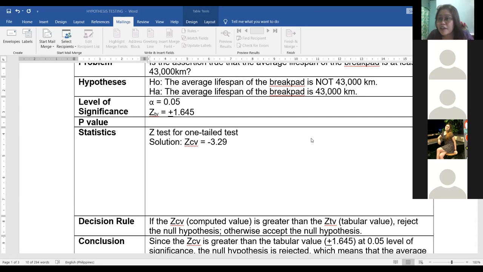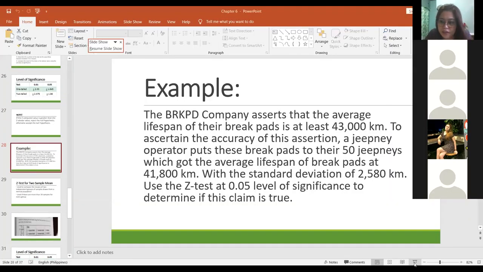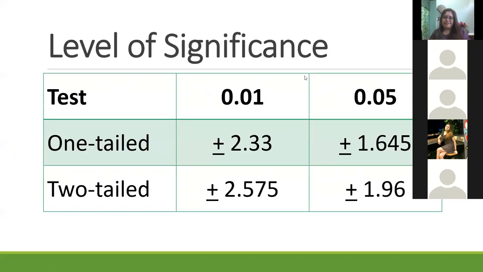Okay, so given the tabular value, if we go back to our slide, previous slide, this is our tabular value. So how did we decide this, class? The level of significance is 0.05 and it's a one-tailed test because we have our direction, which is the 43,000 kilometers. This one-tailed test and then under 0.05. So our tabular value to follow is 1.645. And the computed value is 3.29, so it's greater than 1.645. So you have to reject your null hypothesis and accept your alternative hypothesis. So the claim of the company is correct.